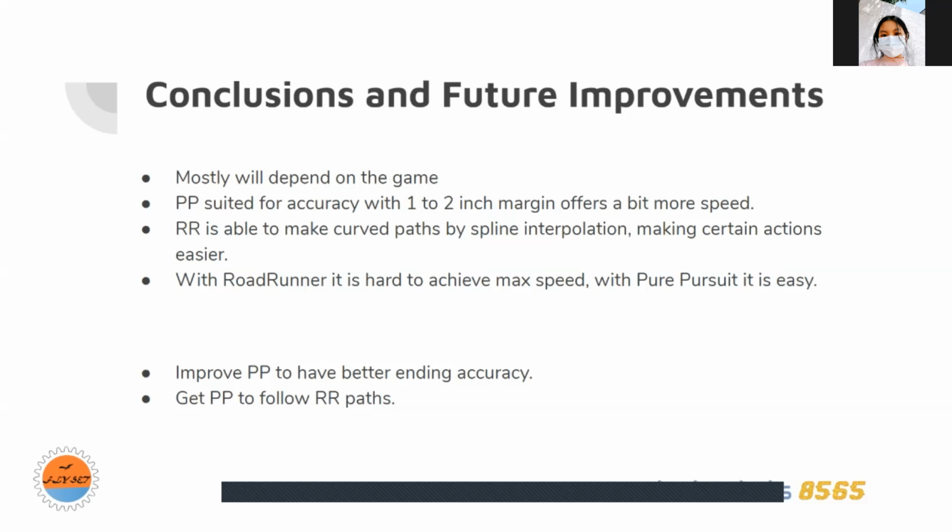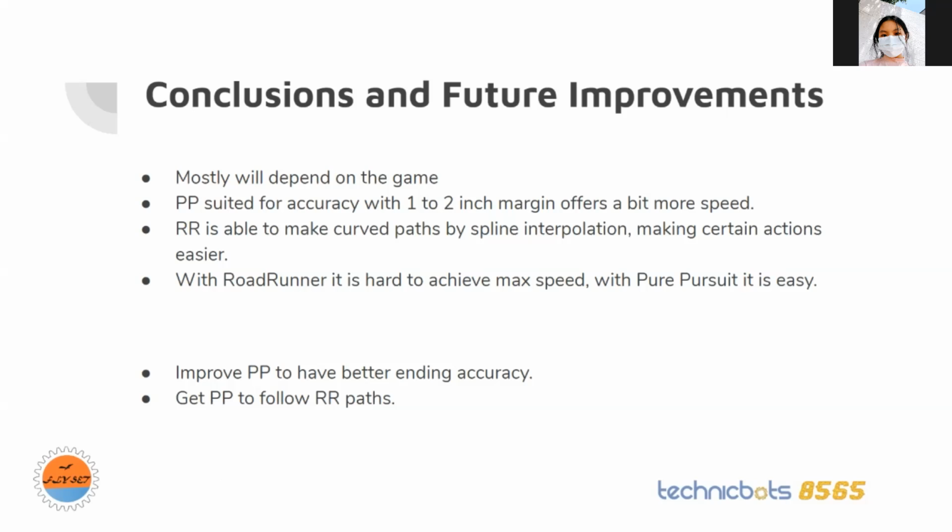So mostly, it's going to depend on the game. Which algorithm you're going to use is going to depend on the game and the situation. You can also combine Roadrunner and Pure Pursuit, as in you can use Pure Pursuit for one part of your path and then Roadrunner for another part of your path. It's completely possible.